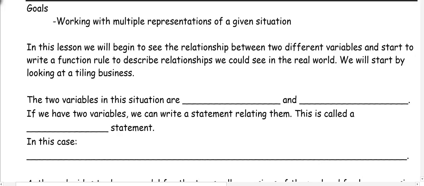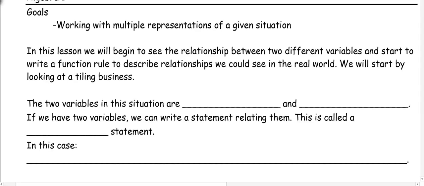This video is about working with multiple representations of a given situation. So in this lesson, we will begin to see the relationship between two different variables and start to write a function rule to describe relationships we can see in the real world. We will start by looking at a tiling business.